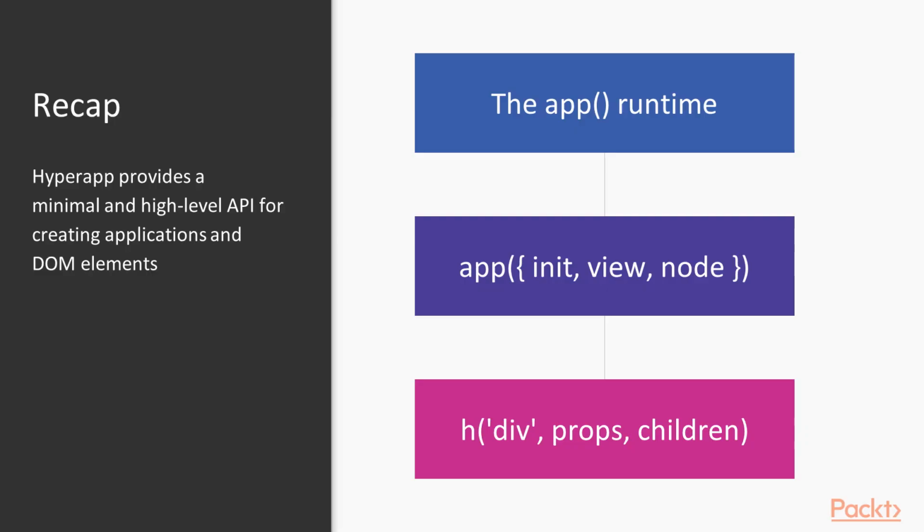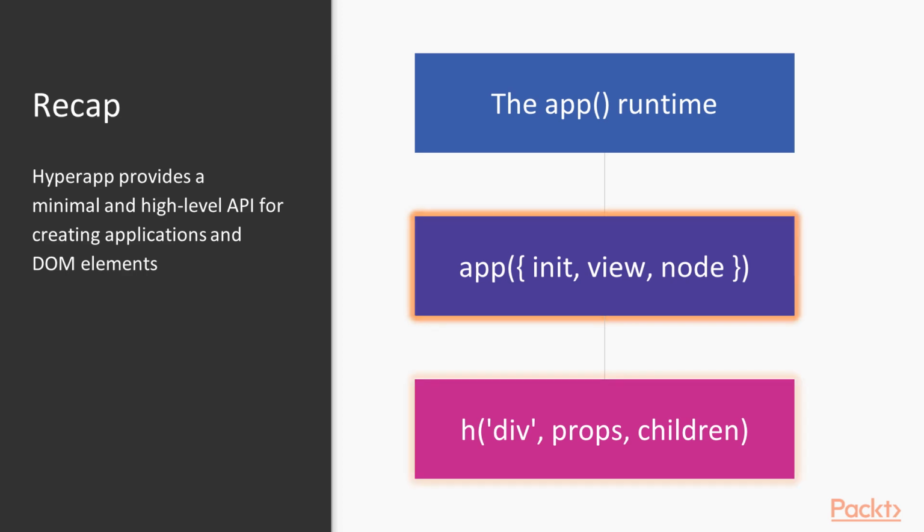Let's do a quick review on what we just learned. First, we learned about the app runtime. We can use app to mount our application. Second, app takes Init, View, and Node. Init can seed our initial state. View lets us react to state changes and create a virtual DOM tree for Hyperapp to render. Node tells Hyperapp where to render the HTML it generates.